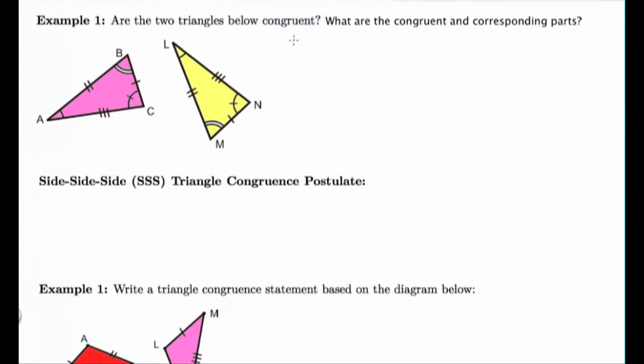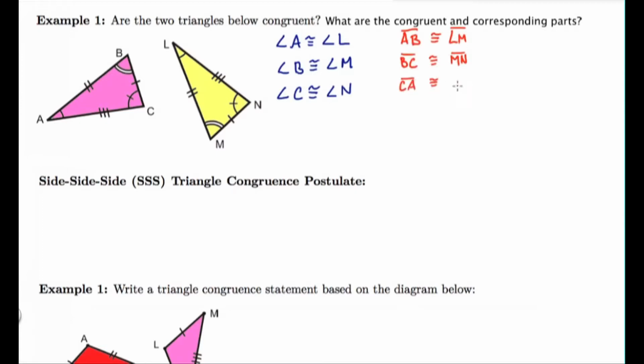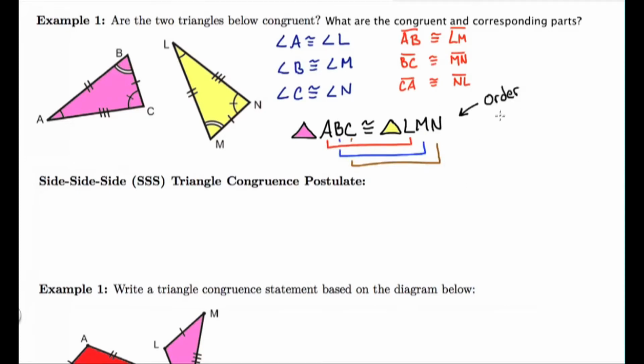Example 1. Are the two triangles below congruent? What are the congruent and corresponding parts? So angle A is congruent to angle L. Angle B is congruent and corresponding to angle M. And angle C is congruent and corresponding to angle N. We also know that side AB is congruent to side LM, side BC is congruent to side MN, and side CA is congruent to side NL. So we could say that triangle ABC is congruent to triangle LMN.